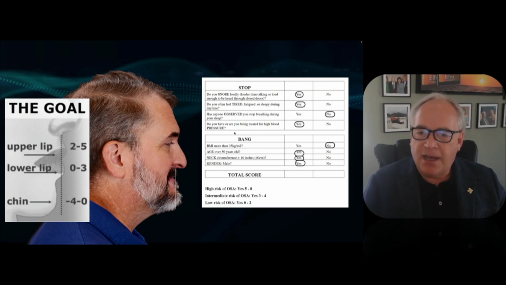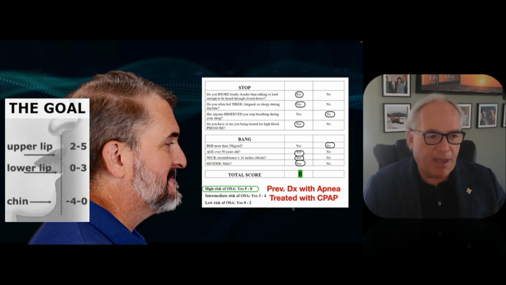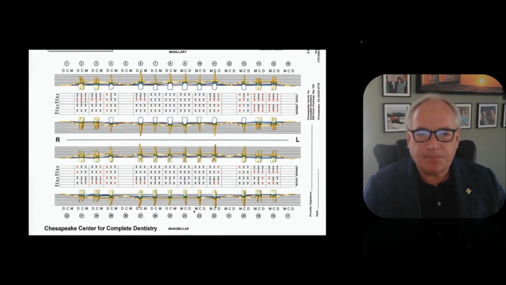We always do a STOP-Bang analysis. This is a great questionnaire. You can have your patients, you can just Google this and look for STOP-Bang analysis. And it is a great screening tool for airway. And he was high risk just from the screening. And, of course, then we found out he had been previously diagnosed with apnea and was on CPAP. So that made me feel good. But I don't doubt that some of the wear pattern that we're seeing is probably related to him being so broken down from the standpoint of bruxing and grinding that was probably related to having a compromised airway.